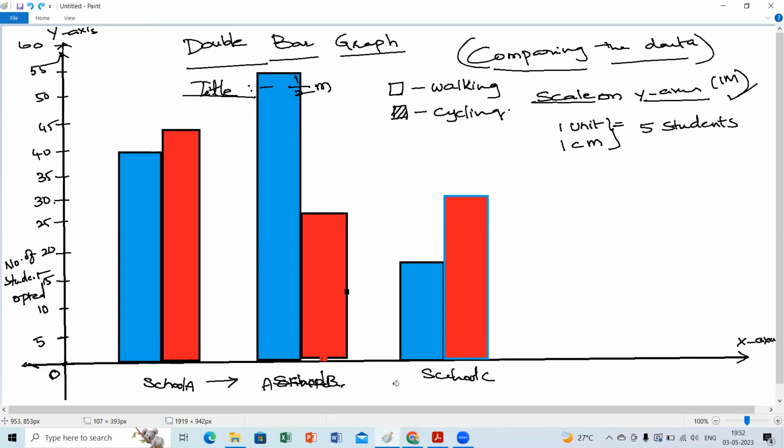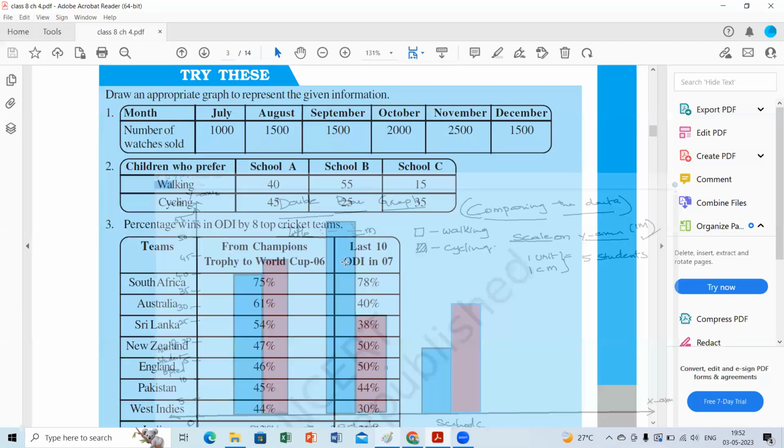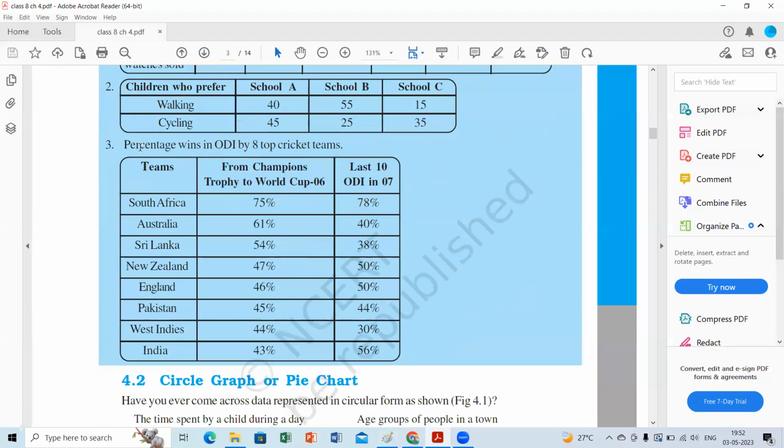And that's about your double bar graph. Coming to question number 3, you can see percentages of wins in ODI by 8 top cricket teams. Maybe due to rain, the match stopped for some time. This is also a cricket match. You can see ODI by 8 top cricket teams from Champions Trophy to World Cup.